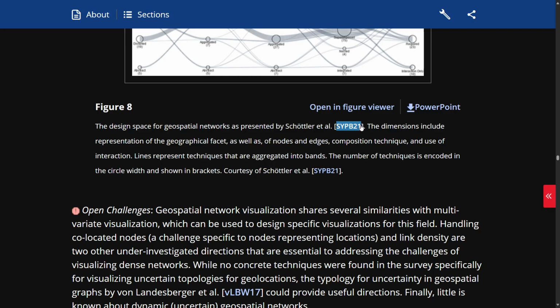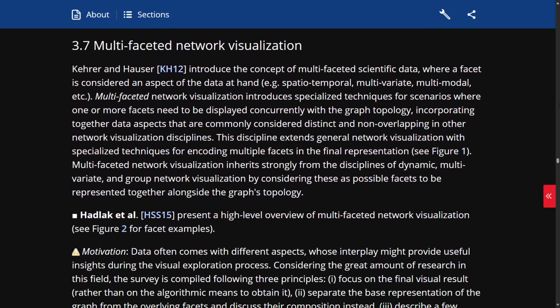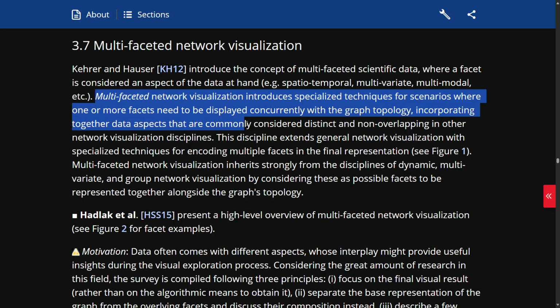3.7 Multifaceted Network Visualization. Kehrer and Hauser, KH12, introduced the concept of multifaceted scientific data, where a facet is considered an aspect of the data at hand, for example spatiotemporal, multivariate, multimodal, etc. Multifaceted network visualization introduces specialized techniques for scenarios where one or more facets need to be displayed concurrently with the graph topology, incorporating together data aspects that are commonly considered distinct and non-overlapping in other network visualization disciplines.